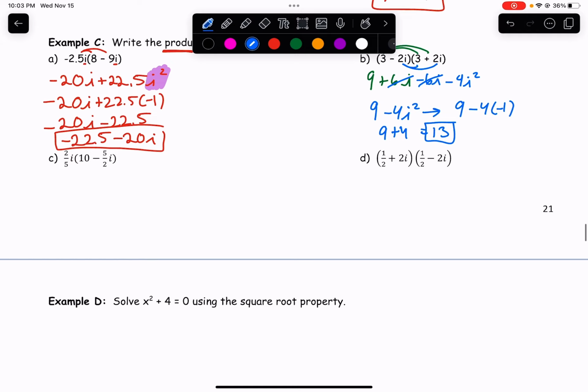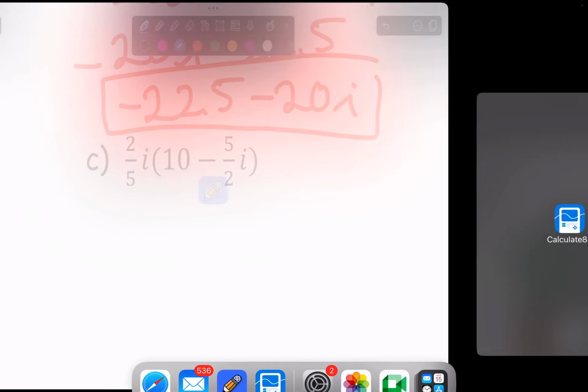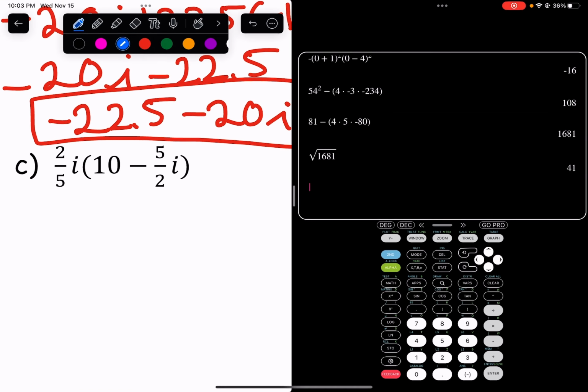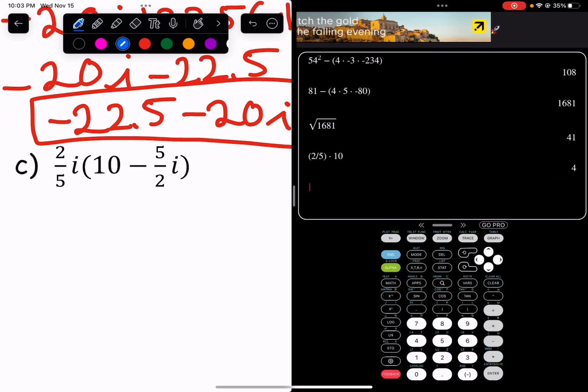All right. Next one here. Let's go ahead and distribute the 2/5 i times 10. Now, if fractions scare you, that's A-okay. You can use your calculator, right? So you can do 2 divided by 5. Make sure that when you plug fractions into your calculator, you always use parentheses. Then we're going to multiply it by 10, and we get 4.